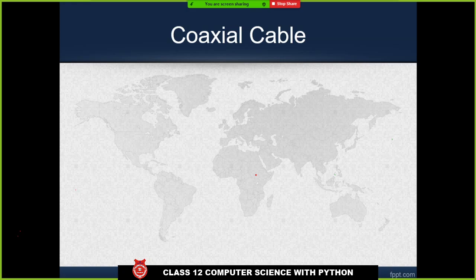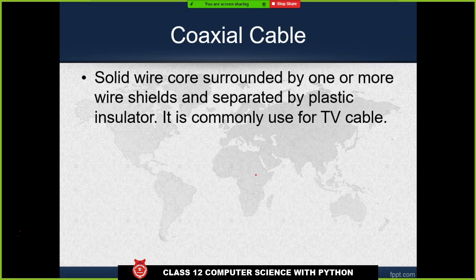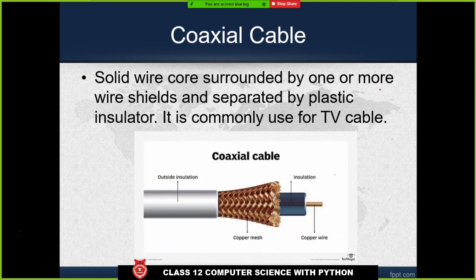And let's go to the next types of guided media, which is known as coaxial cable. When you say coaxial cable, it is the cable mostly used in TV cable. If you see a TV cable, you will see one copper wire inside, and there will be insulation, and there will be copper mesh, and there will be outer insulation, and this is known as coaxial cable.